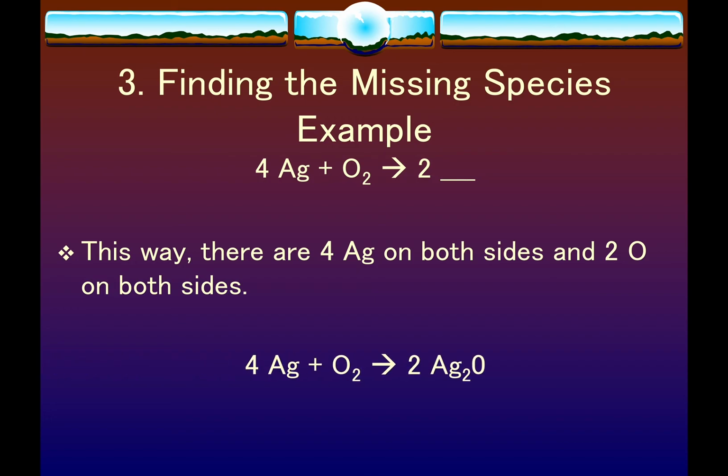Silver is the positive ion. We're going to write that first. And we get Ag2. Distributing the 2 here gives us 4. And the 2 here gives us 2, which match the 2 and match the 4. So that balances.